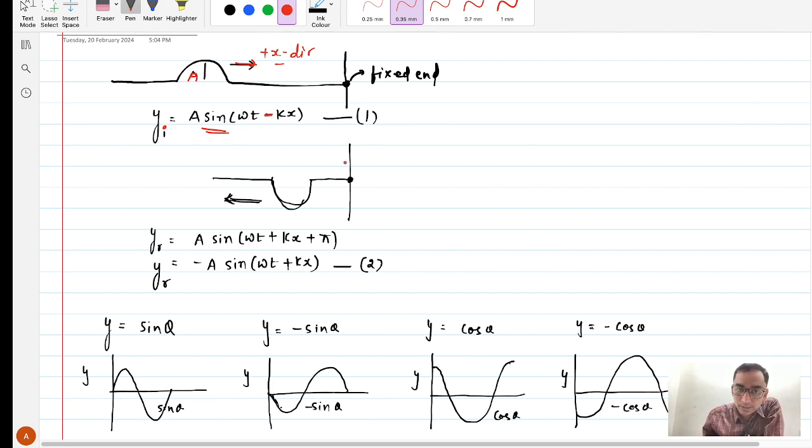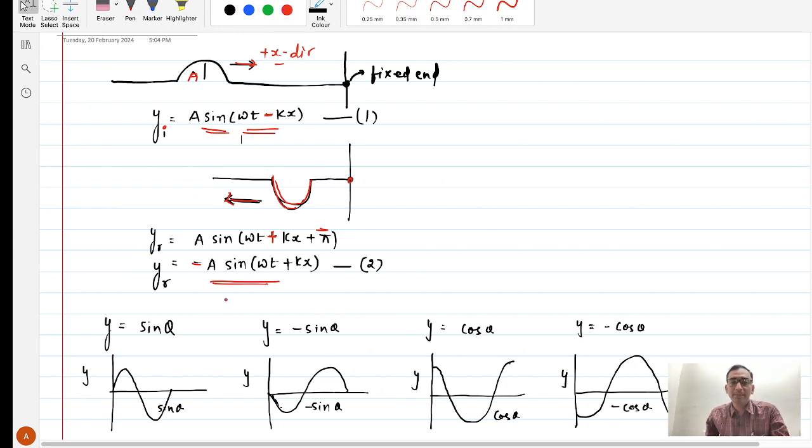After the reflection there is a phase reversal of pi. So the crest becomes the trough and goes in the negative x direction. There is an addition of phase pi, and the minus sign which was here becomes plus. So it becomes minus a sin(omega t plus kx). We will remember this equation and this equation.